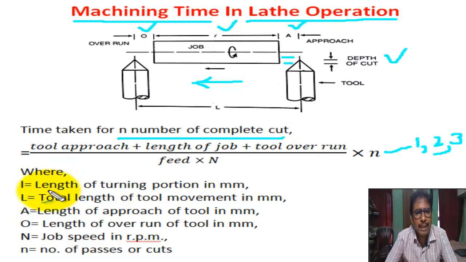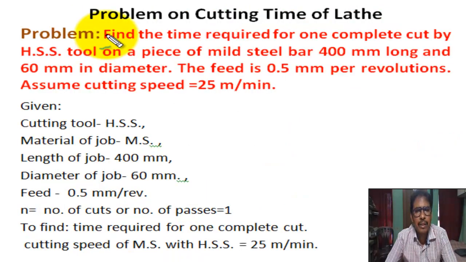Where small l is the length of the turning portion in millimeter, capital L is the total length of tool movement in millimeter, capital A is the length of approach of the tool in millimeter, capital O is the length of overrun of the tool in millimeter, capital N is the job speed in RPM, and small n is the number of passes or number of cuts.